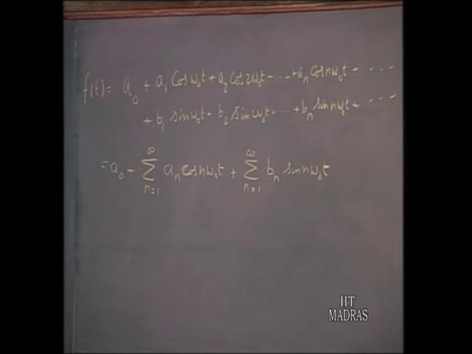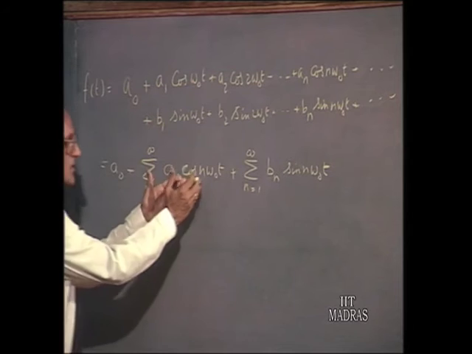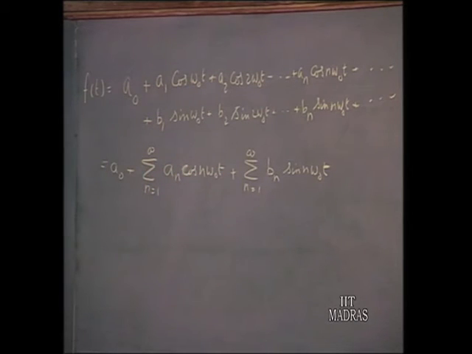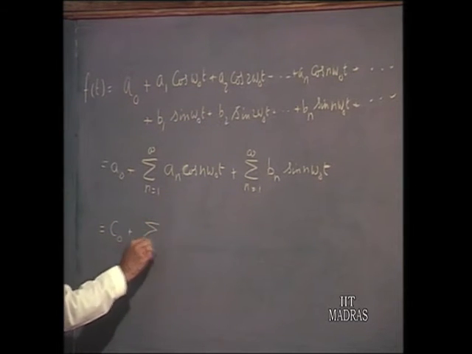It is also sometimes convenient to combine a cosine term and a sine term together, because after all, cos theta and sin theta terms can be combined, and therefore we can put them together and have an alternative way of expressing this.